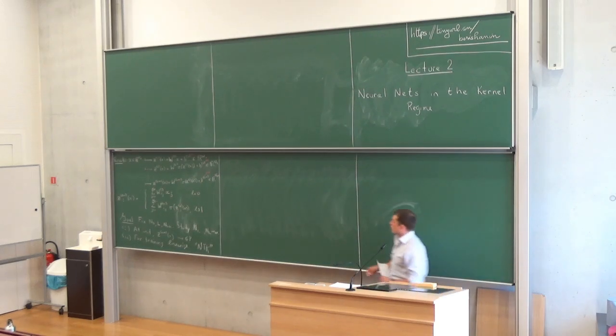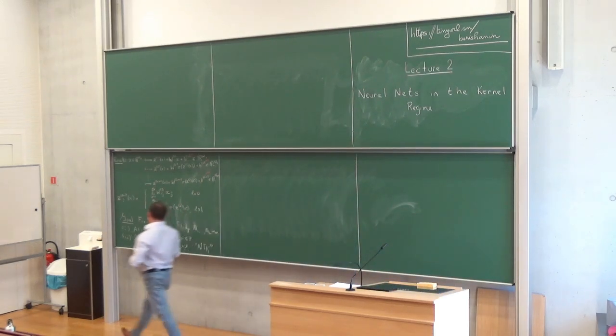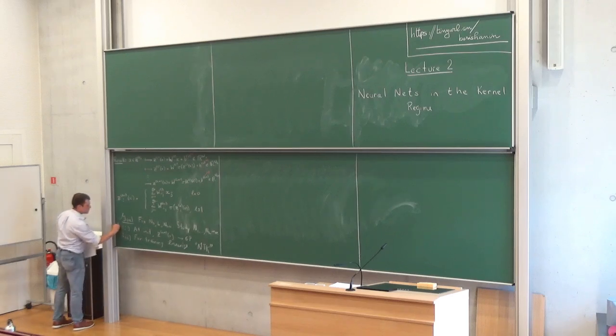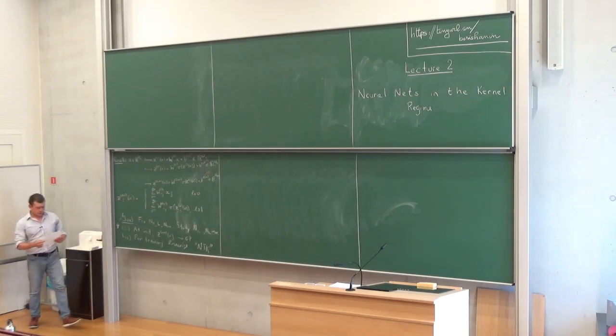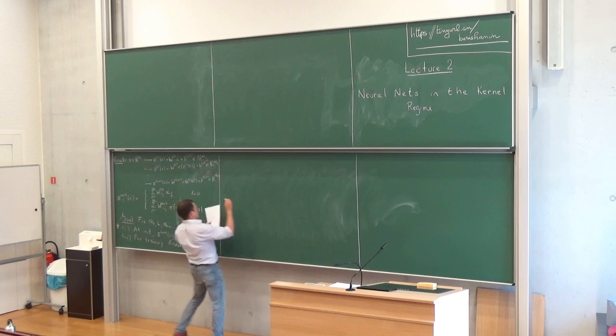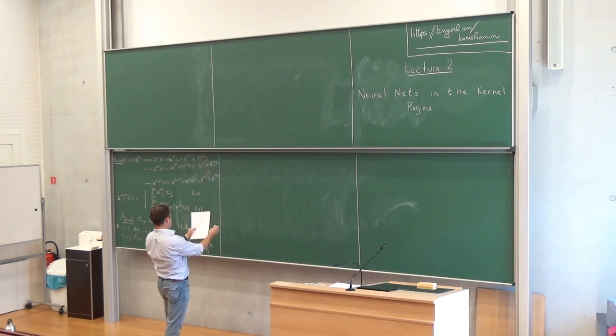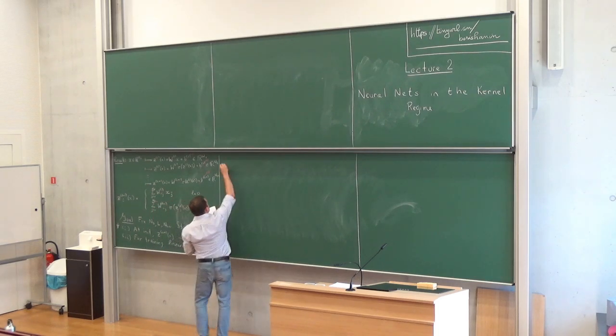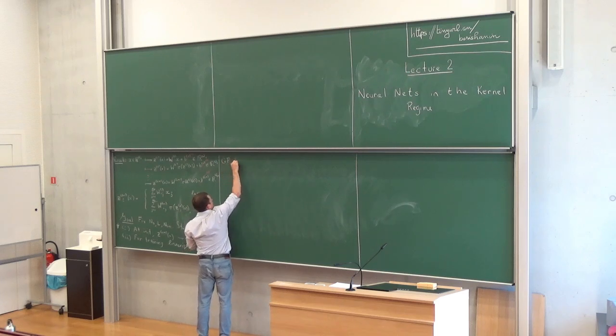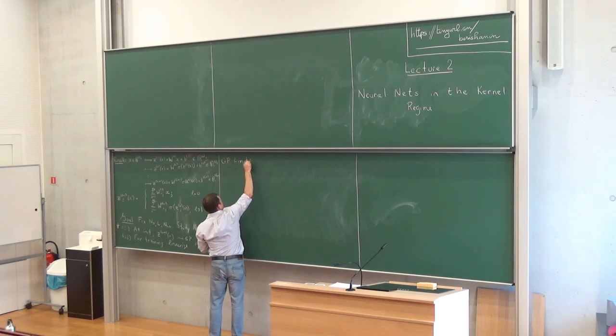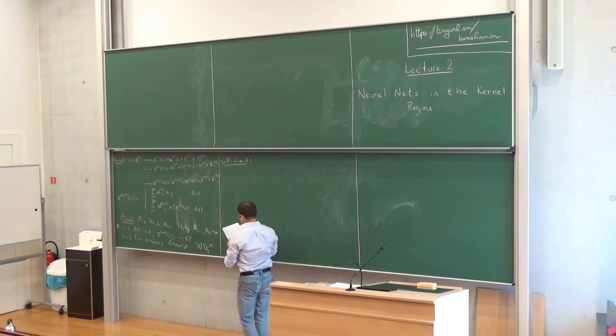And what I really want to start with is understanding what happens at the start of training. So the first part of what I want to say is this Gaussian process limit and what in the world it is.